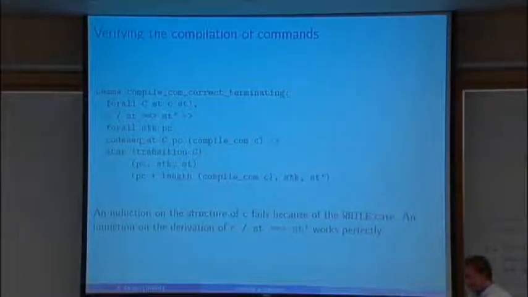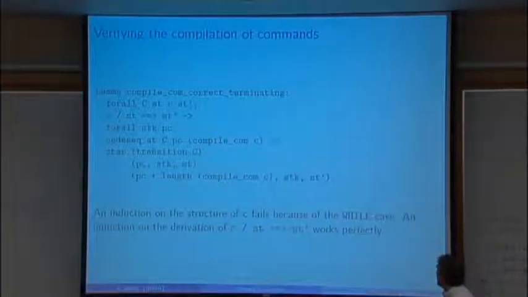Because in the while case, the induction hypothesis tells you something about the execution of the body, but it doesn't tell you anything about the execution of the next iteration of the loop, which is again the whole while expression. It's not any smaller. However, the trick is to do an induction on the evaluation derivation, okay, which has exactly the right structure.